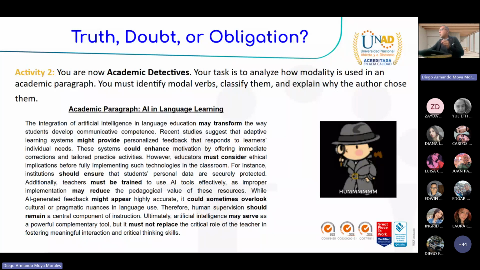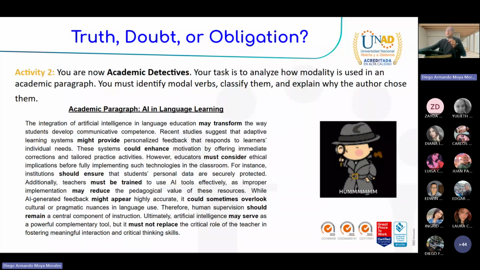Edwin, thank you. May transform. It is a possibility. Yes. Luisa, I appreciate your participation. Correct. Uncertain. Okay, Luisa, yes. Must is obligation. Totally, yes, that's correct. Must consider, could is a possibility.